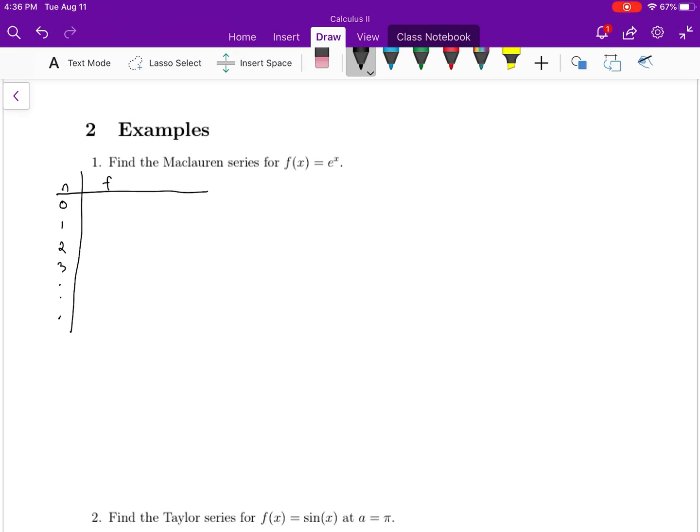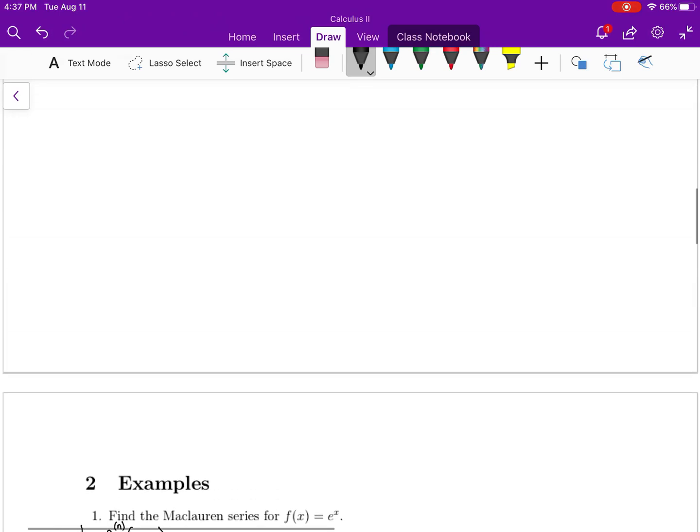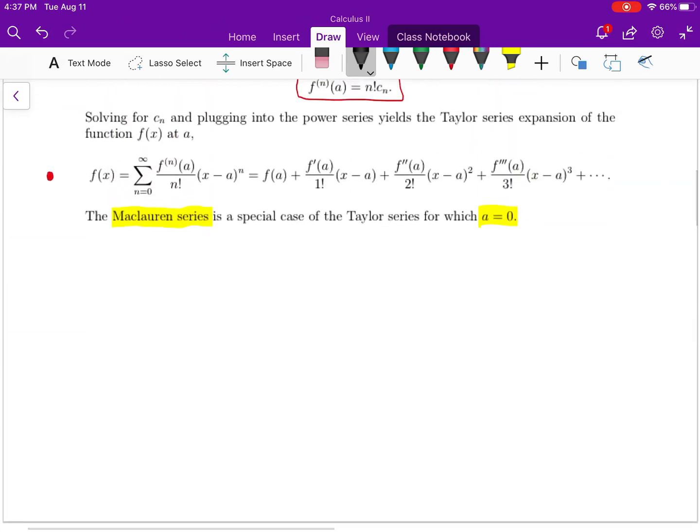And this is going to be f sub n evaluated at a, but remember a is 0 for the Maclaurin series. And so f of x is e to the x, e to the 0 is 1. The first derivative is e to the x, and evaluated at 0 is 1. And the second derivative is also e to the x, evaluated at 0 is 1, and so forth. So this happens to be a pretty easy one in terms of the derivatives. And then what I do with those derivatives is I'm going to divide them by the n factorial.